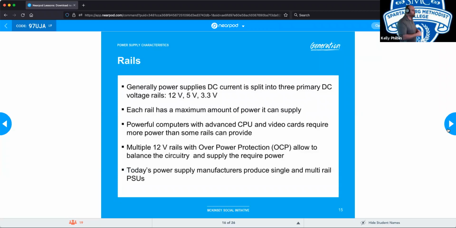They typically run in 12-volt rails with OCP, which is overpower protection, which allows you to balance the circuitry and supply the required power for each of the components. Now, today's power supply manufacturers will offer single and multi-rail, so it's going to depend on your needs which one of these you will select. And I think we will get to that in the next couple of slides in calculating up your wattage and things like that.